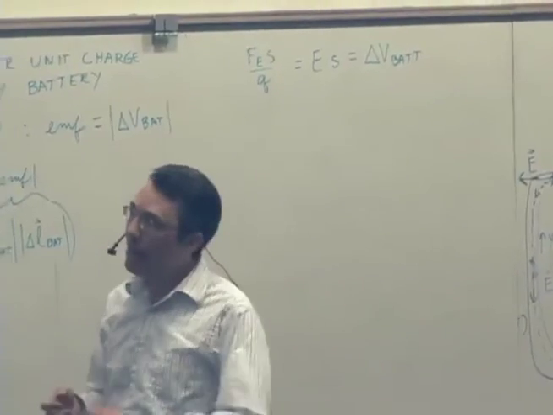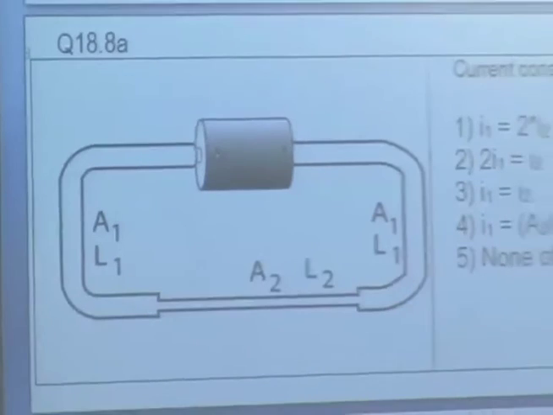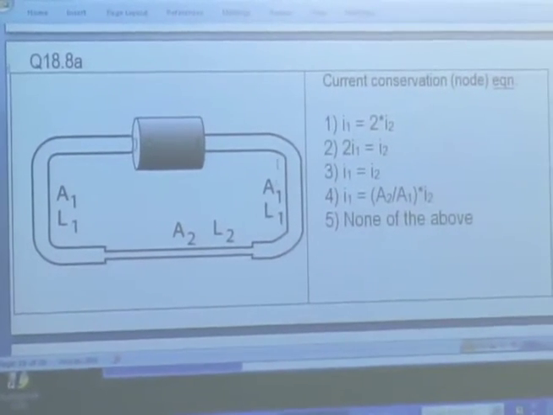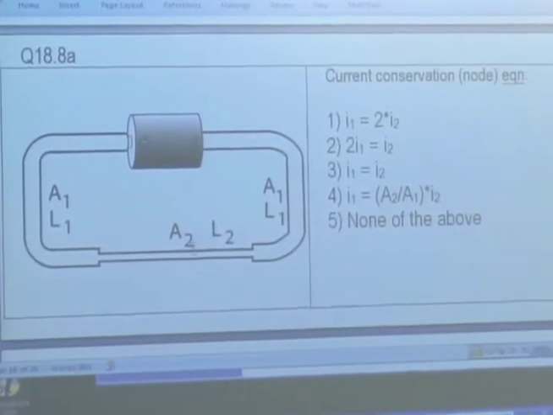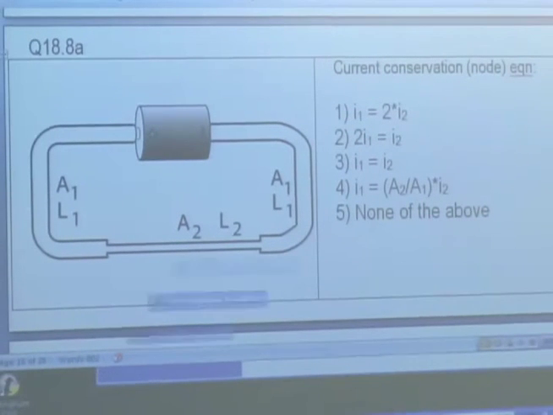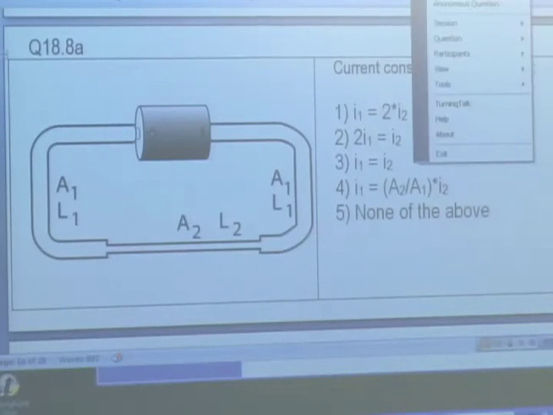So you have a battery connected to two thick wires and a thin wire. And the thick wire has area A1 and length L1. There's two of them. Okay, A1, L1, A1, L1. And then the thin wire has area A2 and length L2. So the basic strategy is start by writing down the node rule, and then write down the loop rule. In other words, current conservation and what amounts to energy conservation. And then see if you can solve the system for any unknowns that you're looking for.